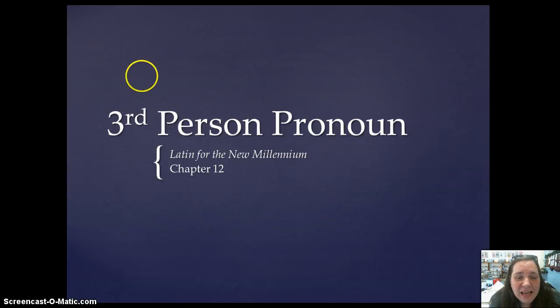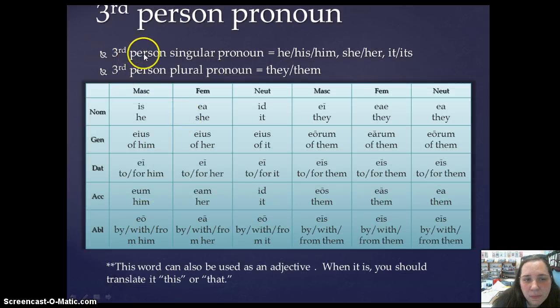Salvete discipulae. Today's short lesson is the second lesson in chapter 12 in Latin for the New Millennium, and it's on the third person pronoun. The third person singular pronoun in English is he, his, or him, depending on what use it is in the sentence. She or her, it or its. The third person plural pronoun is they or them.